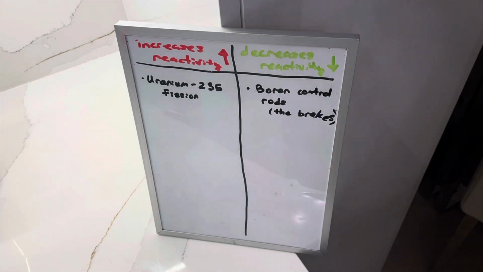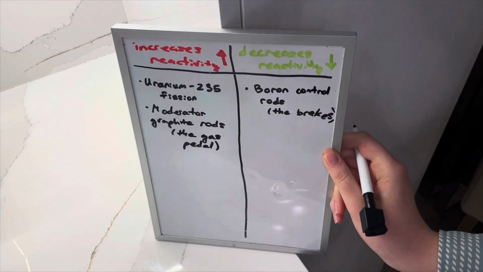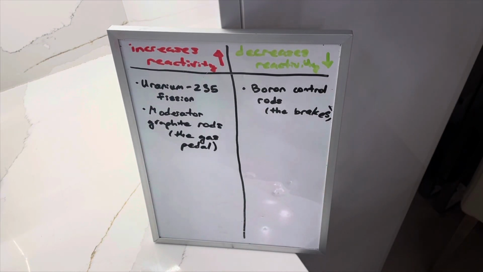It is easily understandable that fission increases reactivity within the core, but are there any brakes to the system? Well, of course, there are control rods made of boron, which essentially decrease the reaction. Boron is simply a natural neutron absorber. Yet initiating and reducing the reaction is not enough. We need the gas pedal to the system.